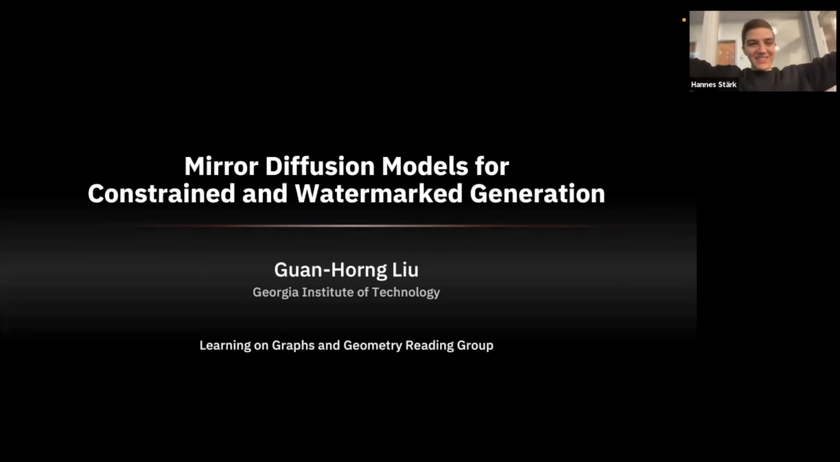We're once again joined by Guan, and we'll be talking about his mirror diffusion models for generating data on convexly constrained domains. Besides that, Guan, the floor is yours.